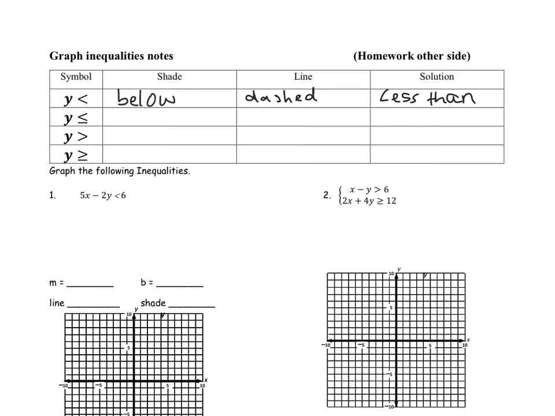Alrighty, now the next one we're taking a look at is the less than, but instead of just being less than, it's less than or equal. This line is not going to be dashed, but rather a solid line. The way we know that it's solid is because we notice right here we have that little line underneath it. That's important. That little line tells us, hey, that's going to be a solid line. The shading is still going to be below.